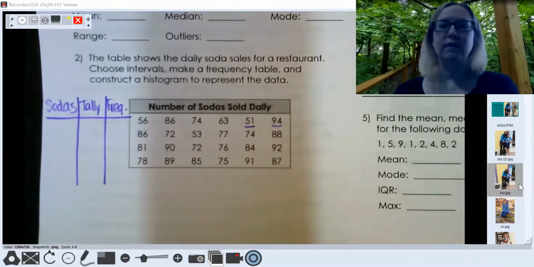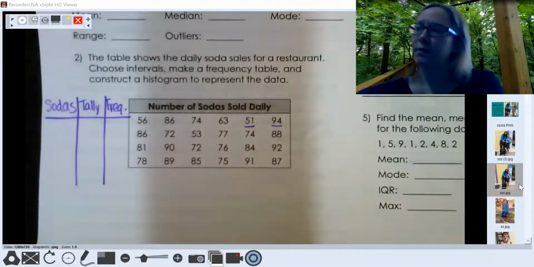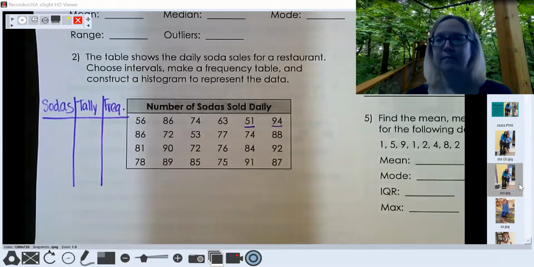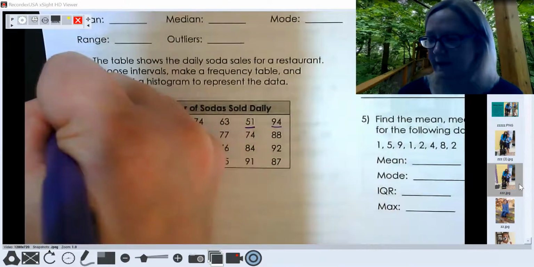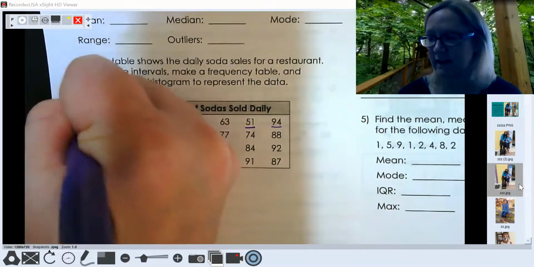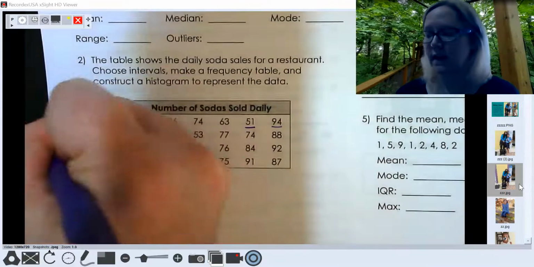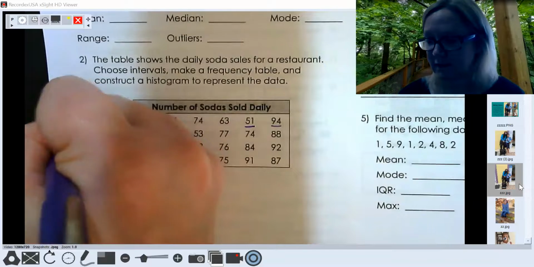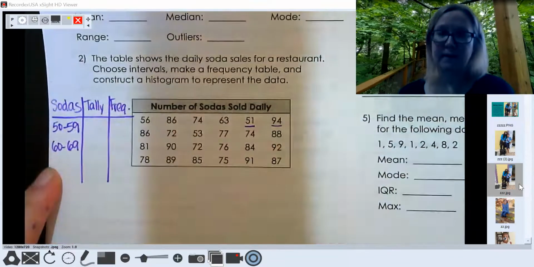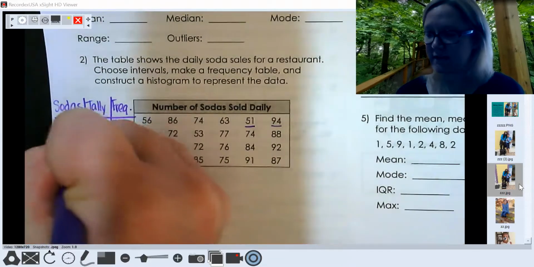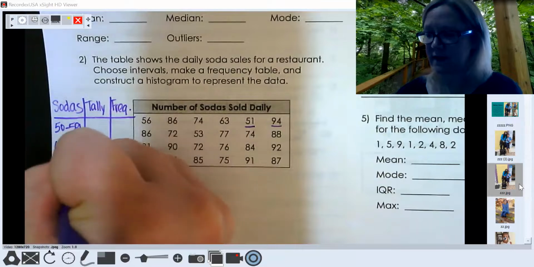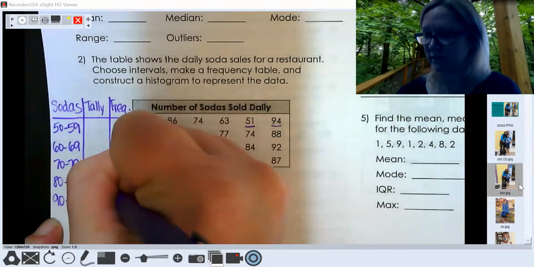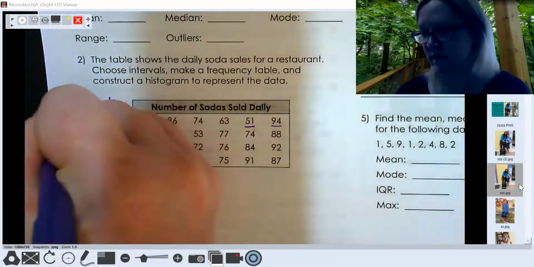All right, so the number of sodas, that's where I'm going to put the intervals. So we said groups of 10. So let's start with, say, 50 to 59. And then to make it non-overlapping, if I end with 59, my next one has to start at 60. So 60 through 69. Then I'll have 70 through 79, 80 through 89, and 90 through 99.